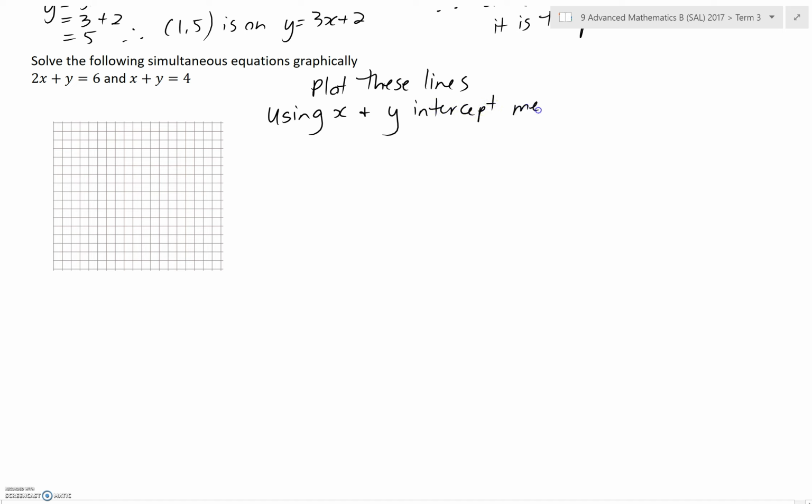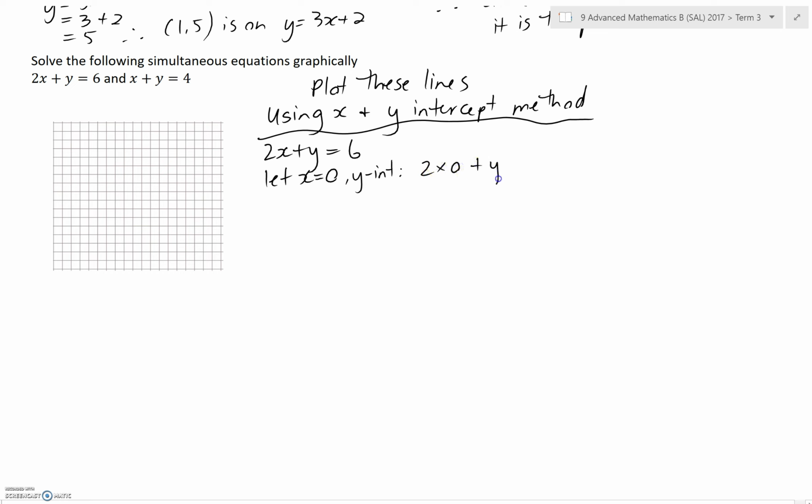I'm going to use the y and x intercept method, though you could use any method you like. Just a reminder: if we make x equal 0, it's going to tell us our y-intercept. So that's 2 times 0 plus y equals 6, y equals 6. So our first point for that line is (0, 6).